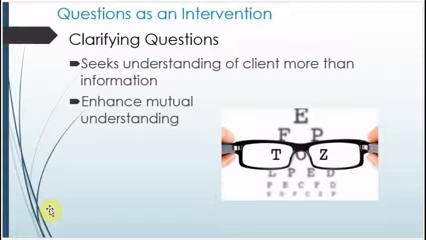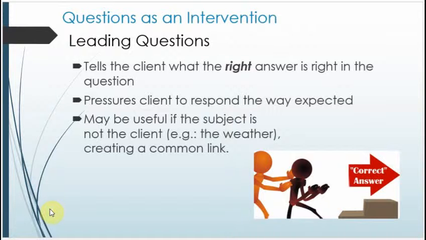Clarifying seeks understanding of the client more than information. Enhance mutual understanding. You want to get to know them a little bit. Leading questions tell the client what the right answer is right in the question. Pressures client to respond the way expected. May be useful if the subject is not the client, for example the weather, to create a common link. But you don't want to do this.